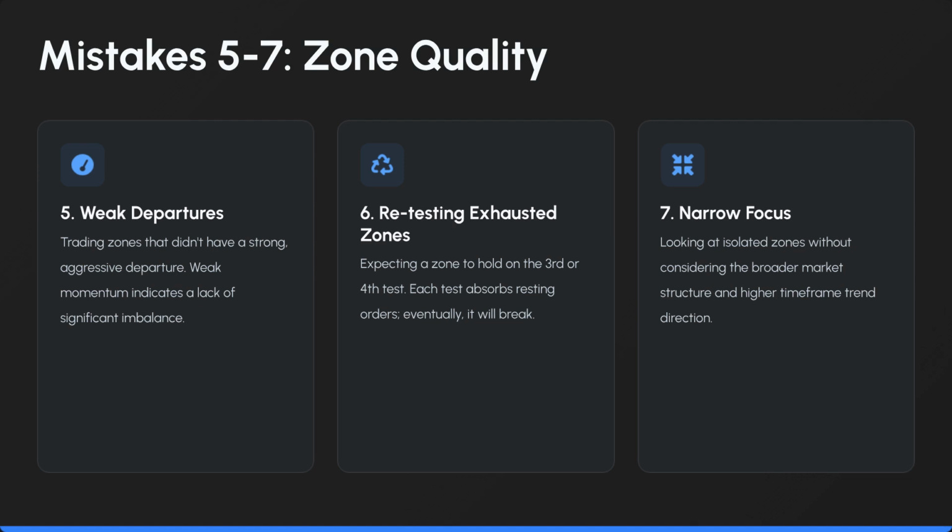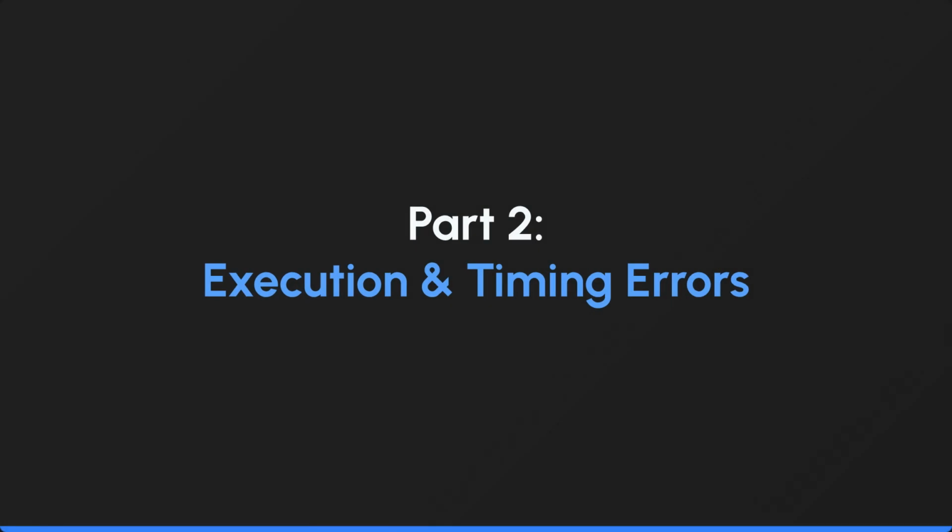present. Mistakes 5 through 7 concern zone quality. Watch out for weak departures from a zone, the trap of retesting exhausted zones, and maintaining too narrow a focus that ignores the broader market trend. Moving to part 2, we examine execution and timing errors that can compromise your trades.